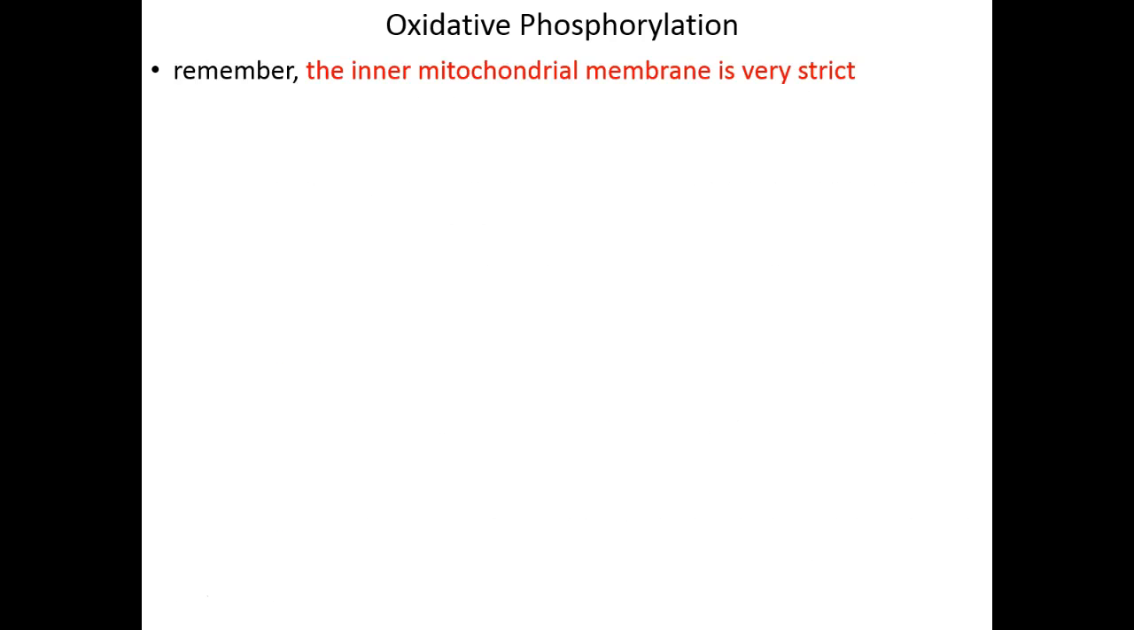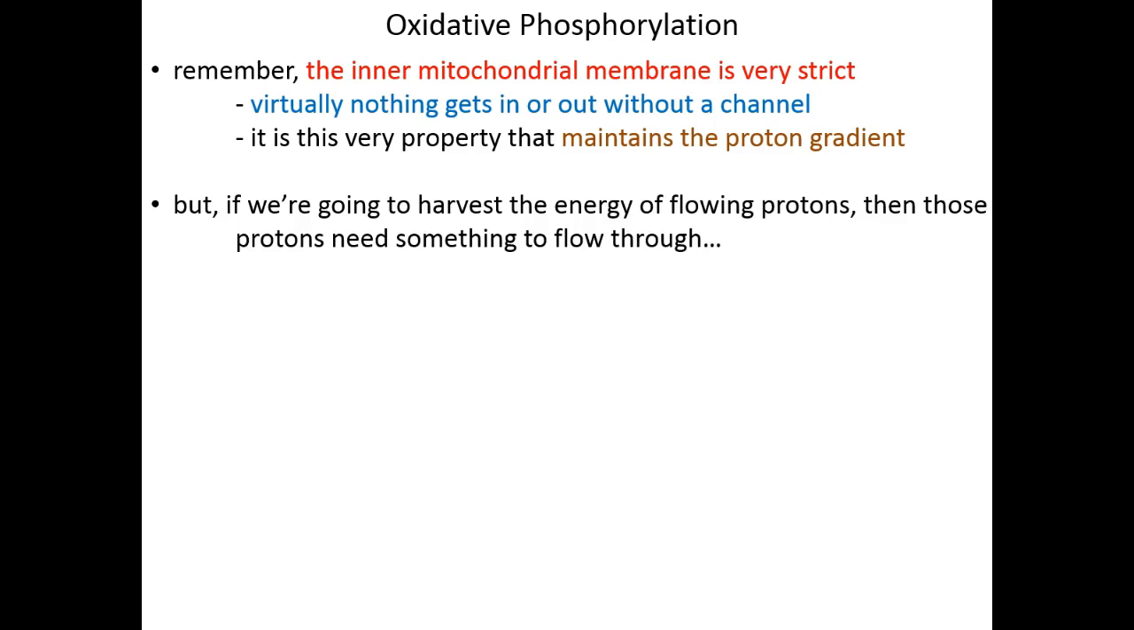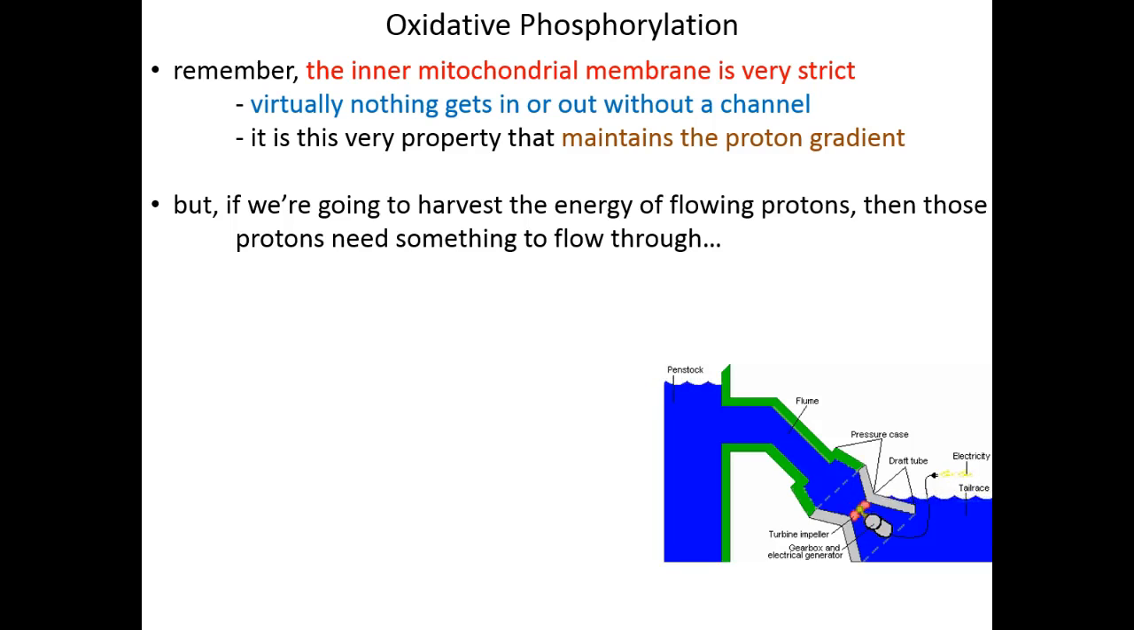So we have a system where the inner mitochondrial membrane is a very strict membrane. Almost nothing will get across it without a channel. We have protons that want to get across it but can't because they lack a channel. That's the property of the inner mitochondrial membrane that maintains the proton gradient. But as we've already said, if we're going to harvest the potential energy of those protons, we need to convert that potential energy into kinetic energy. We have to get those protons to move, and the only way they're going to move across the inner mitochondrial membrane is through a channel. They need something to flow through.